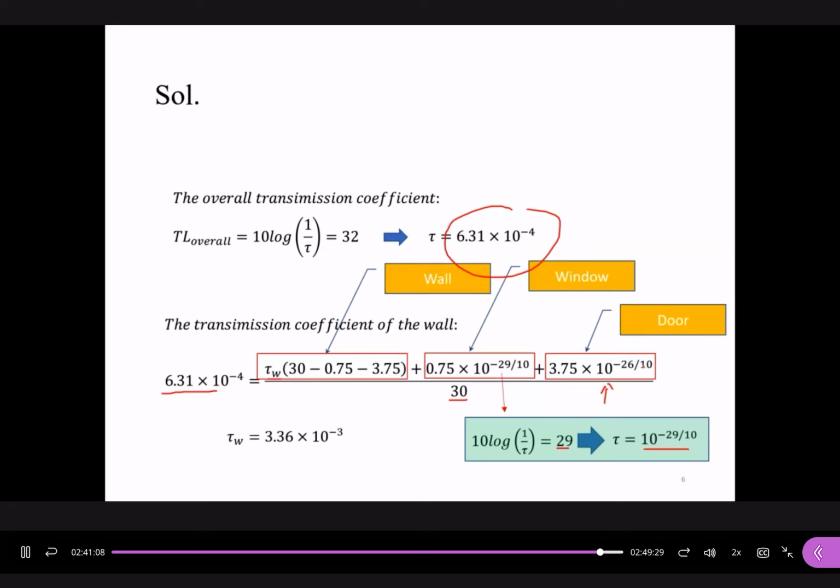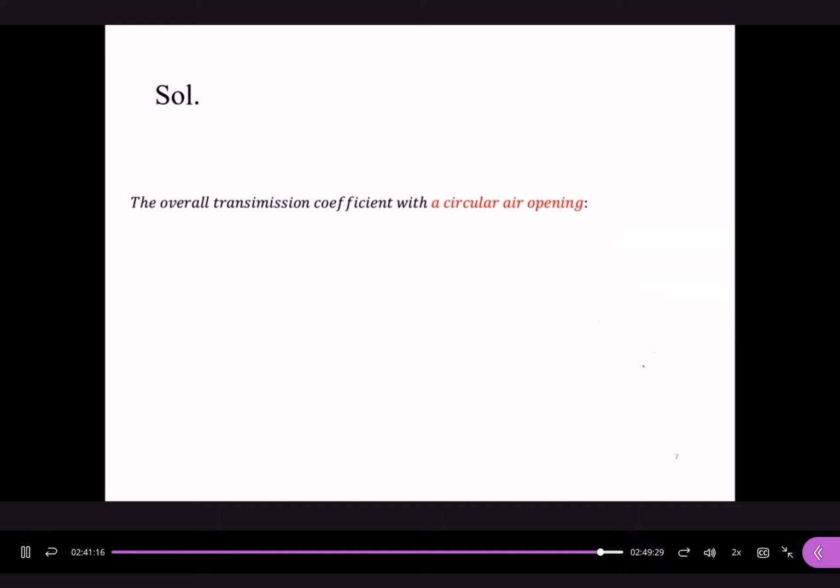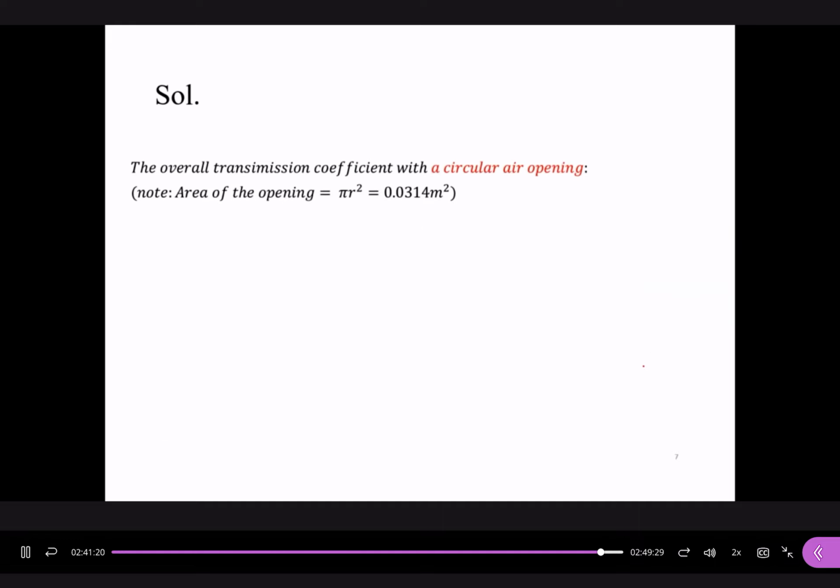Okay, any problem so far? Okay, now we go to the new scenario. Now we have an opening here. When we have a circular air opening, what is the area for that? The area for that is very simple, is pi r square. Because r is just 0.01 meters, so that's why the area is this one.